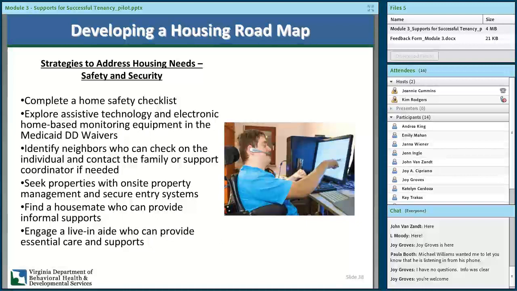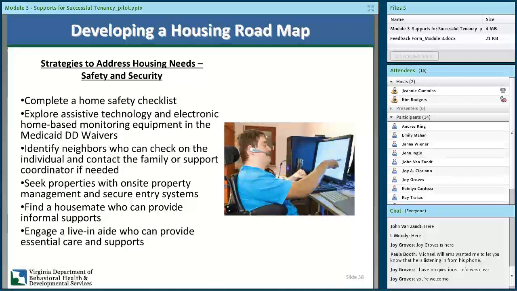They can explore assistive technology and electronic home-based monitoring equipment funded through the Medicaid DD waivers. For example, did you know there are video cameras that can notify a family member when a visitor is at the person's front door? Or there are tablets with video communication apps to check in remotely with the individual. And there are devices that remind individuals to take medications, turn off the stove, and lock the door. Other safety strategies include identifying neighbors who can check in on the individual a few days a week and contact the family or support coordinator if there's a concern.